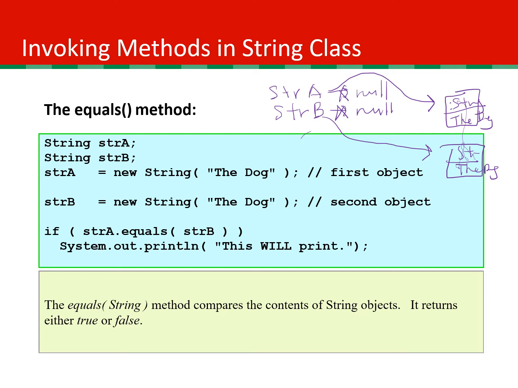Then there is a method called if string A equal string B. So right now this if statement is asking whether these two objects are the same. Okay, so this if statement returns either true or false. What do you think? Is it true or false? Okay, it's actually true, right? So this will be printed.